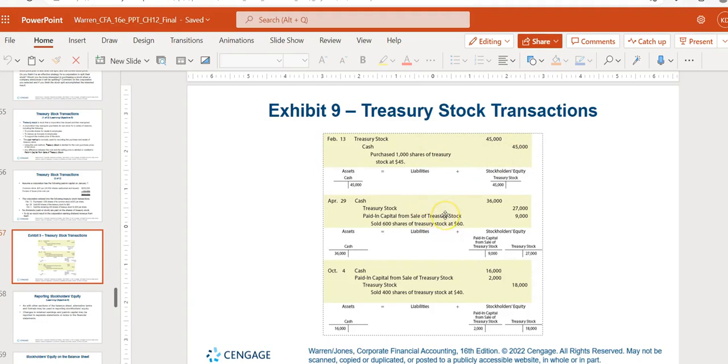Here I sold some of those 1,000 shares. I sold 600 of them, and I sold them for a higher stock value, so yes, $60. You can see there's my paid in capital in excess from sale of treasury stock. And then here I actually had a loss. That one is going to make that only 7,000 in the end. So that's how you do it.